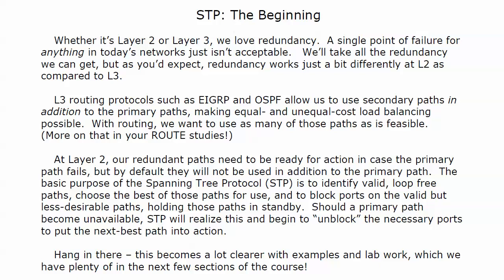Now, at layer 2, our redundant paths, our backup paths, if you will, need to be ready for action if that primary path fails. But by default, they're not going to be used in addition to that primary path. Because the basic purpose of STP, the Spanning Tree Protocol, is to first identify valid loop-free paths, then choose the best of those paths for use, and to block ports on the valid but less desirable paths, holding those paths in a kind of standby. Now, should a primary path become unavailable, STP is going to realize this and begin to unblock the necessary ports to put the next best path into action.